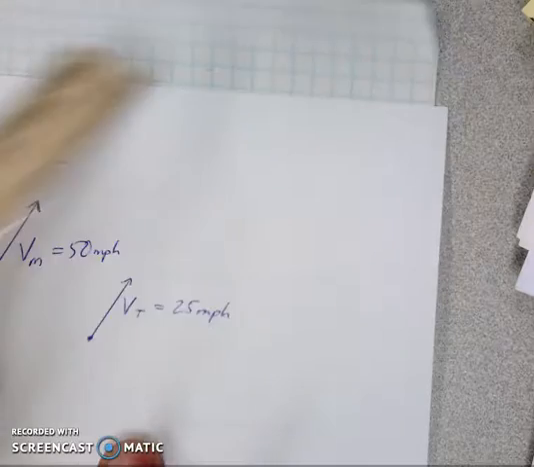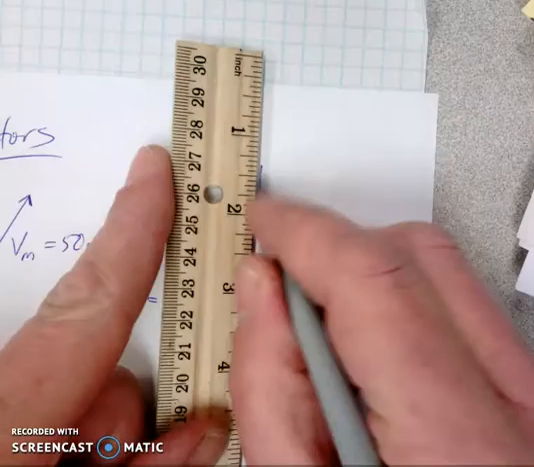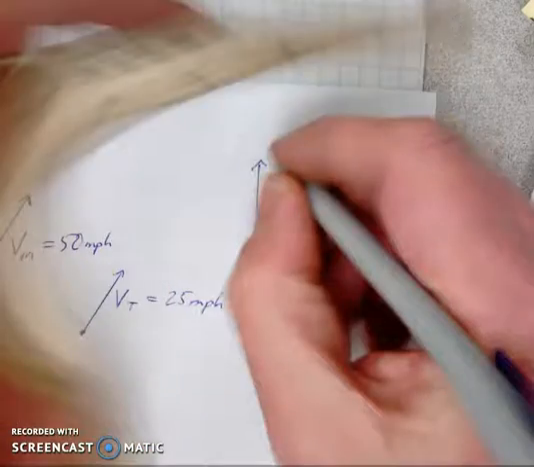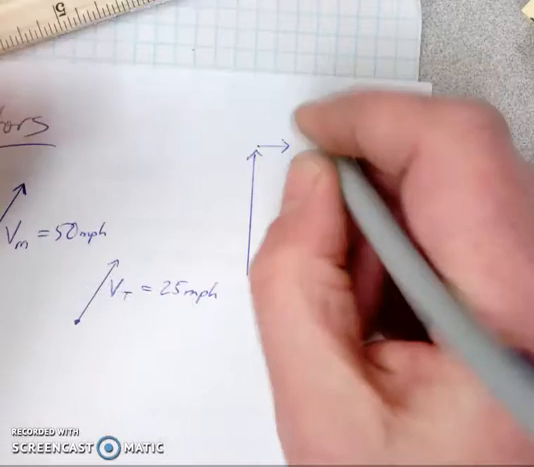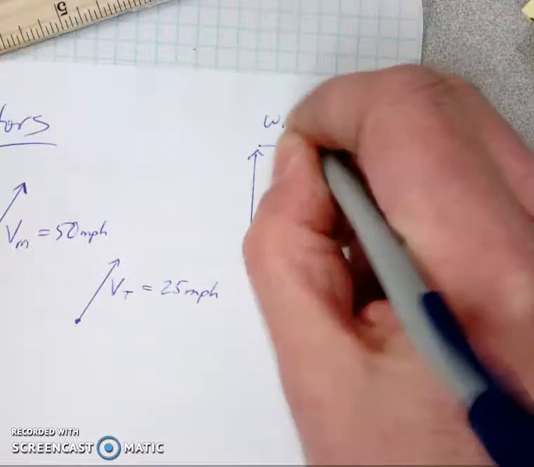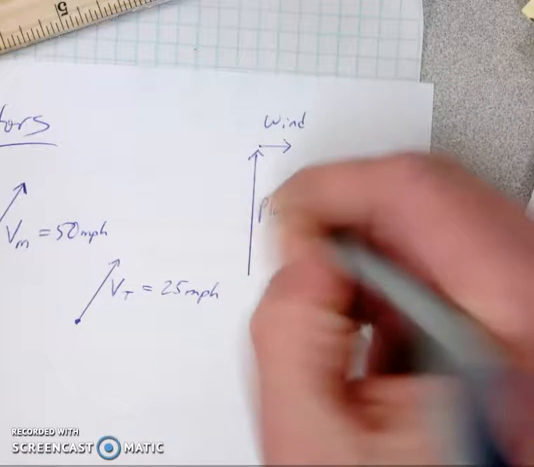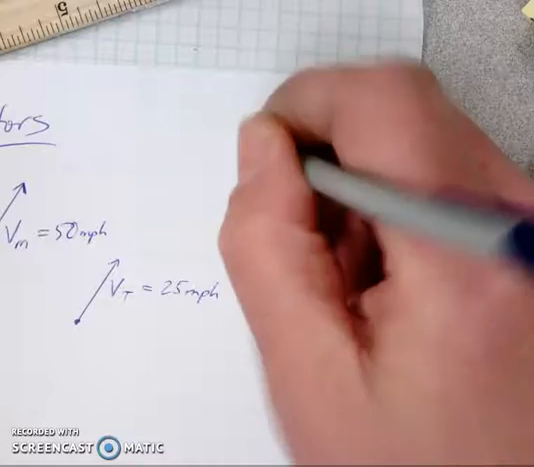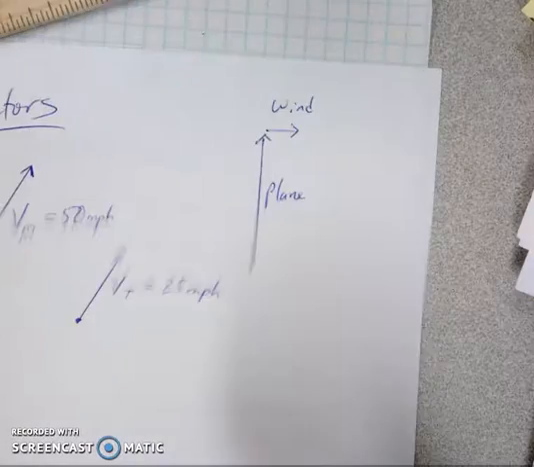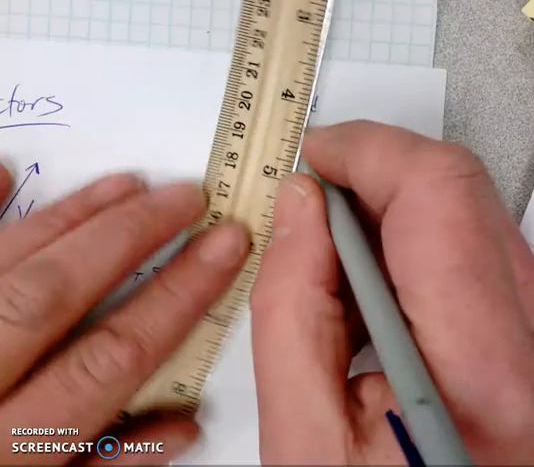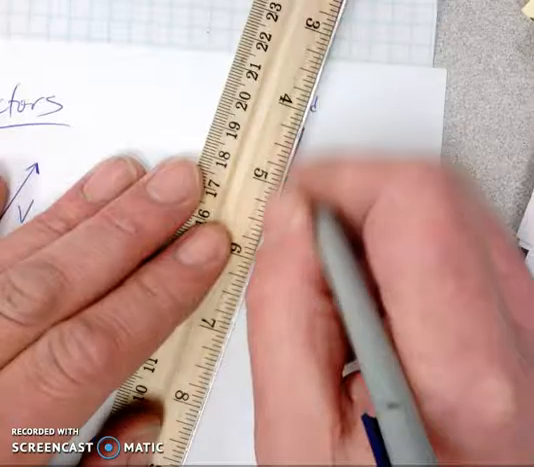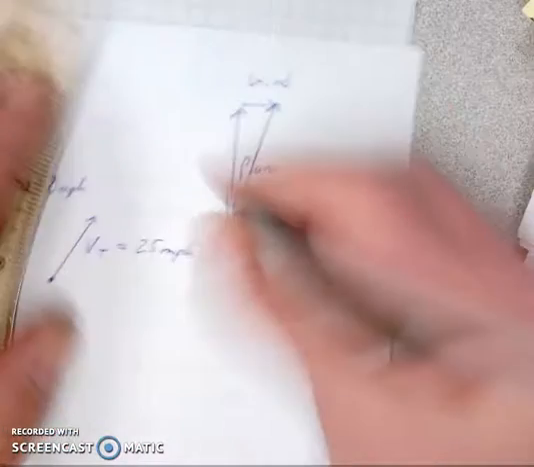So how else is this useful? If you're flying a plane directly north, but the wind happens to be pushing at you with a little bit of force this way, your plane velocity would be headed forward, the wind velocity would be going that way. Your plane would not go straight. It would actually end up going that way. And so that's how we add up two vectors.